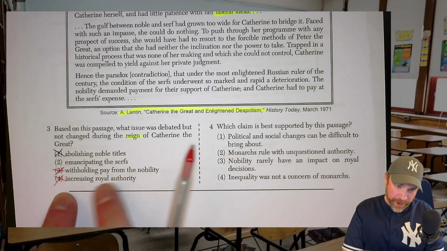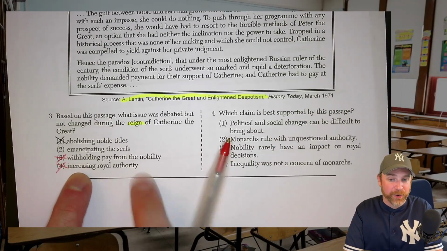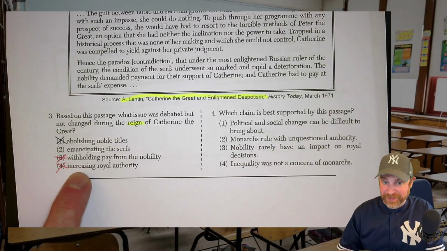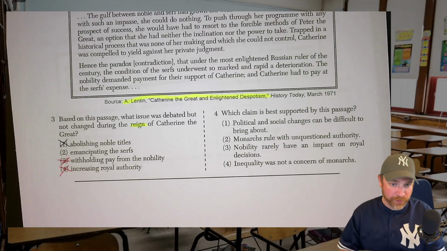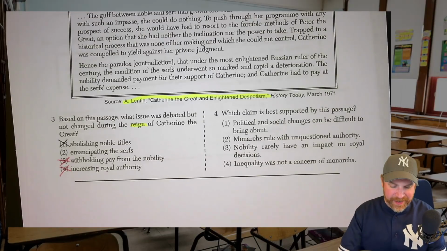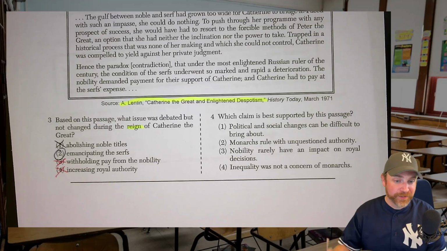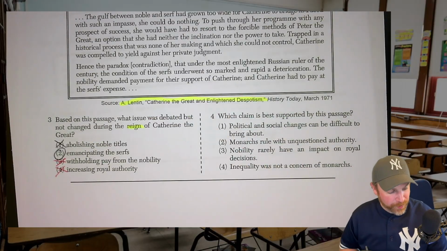Choice 4 can't be correct because Catherine's power is not increasing. If anything, this shows that her power is either decreasing or remaining the same because she cannot get control over the nobility. She's afraid of them. So what issue are they debating? They're debating emancipating the serfs. Right? Whether or not to free them. She wants to do it, but she knows if she does it, she risks irritating the nobility, and that might cause her to lose power over or control over Russia. So we're going to pick choice 2 for question number 3.